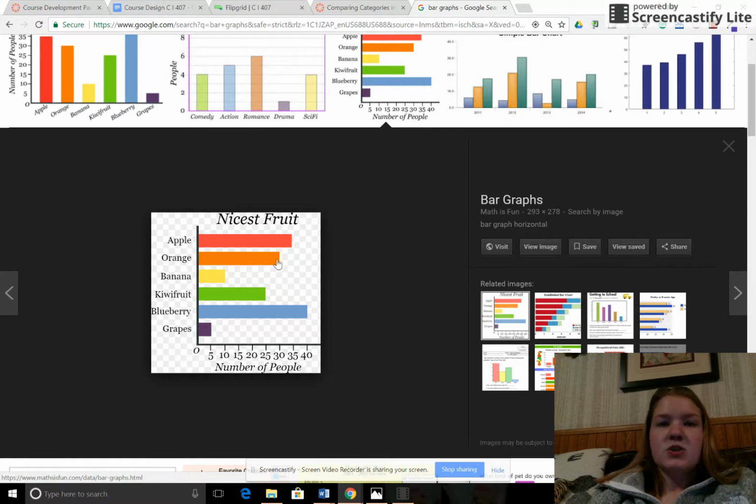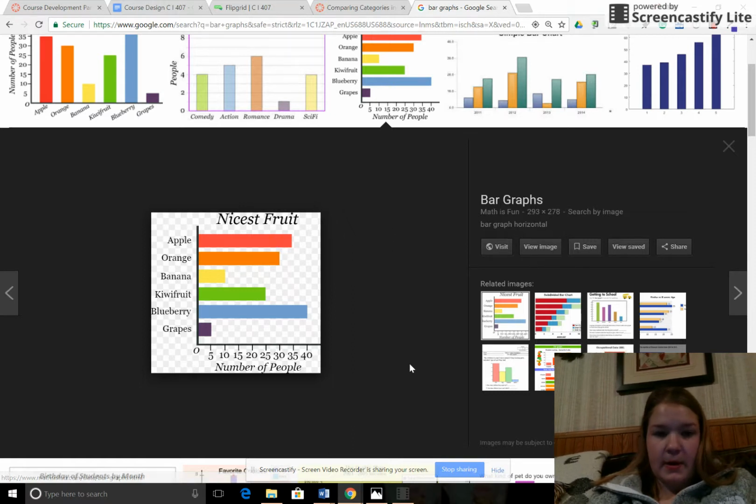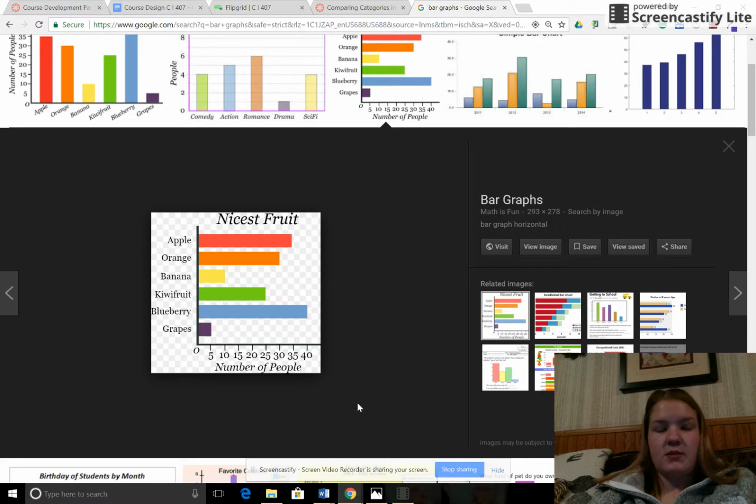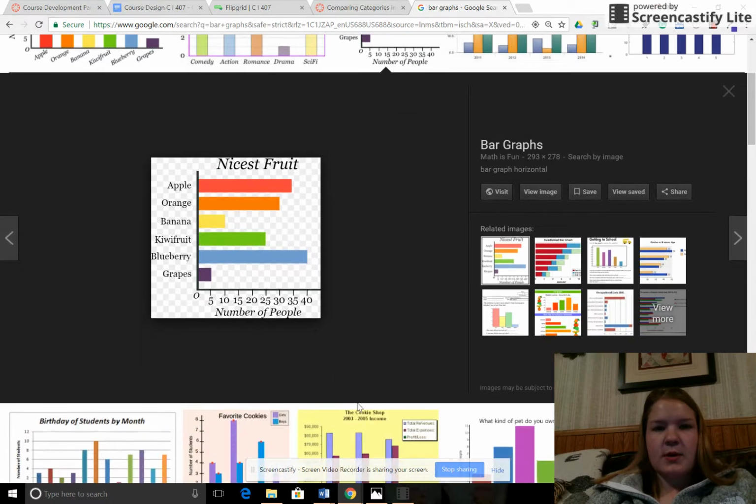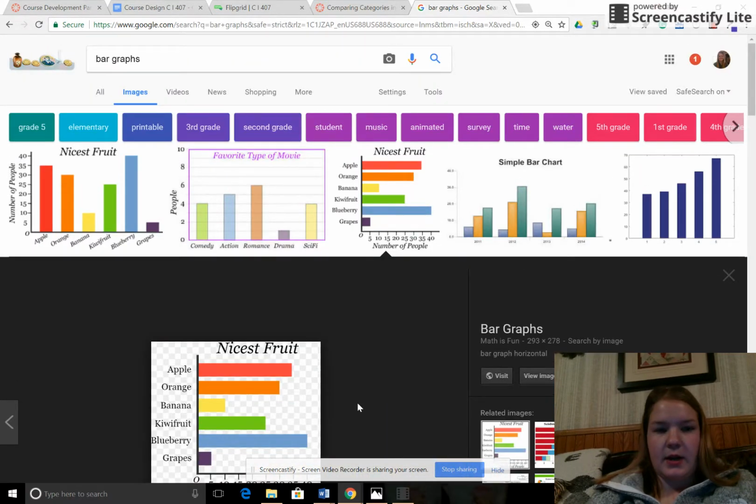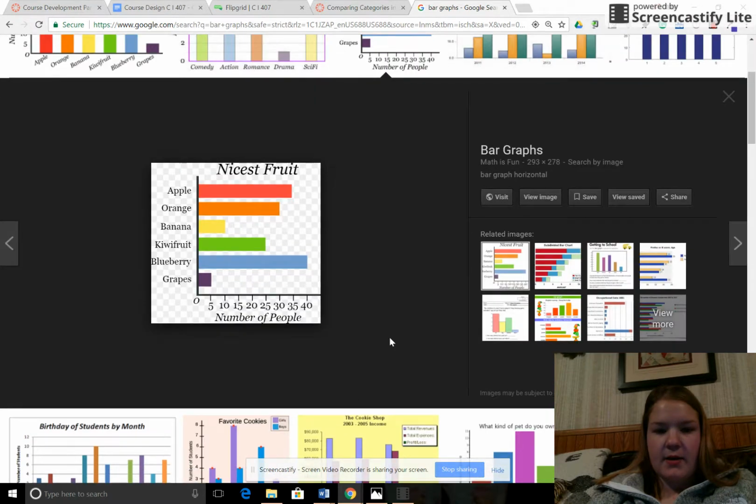the nicest fruit. So I can compare these two categories and say 5 more people think apples are the nicest fruit than oranges. Or I could say 5 less people think oranges are the nicest fruit than apples, or compared to apples. And I can do this with each different category, just comparing 2 of them or even more than 2. So that's what I mean by what you'll be doing, which is comparing the categories in a bar graph.